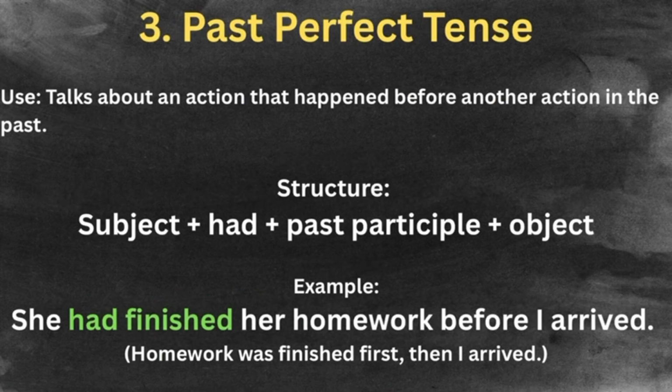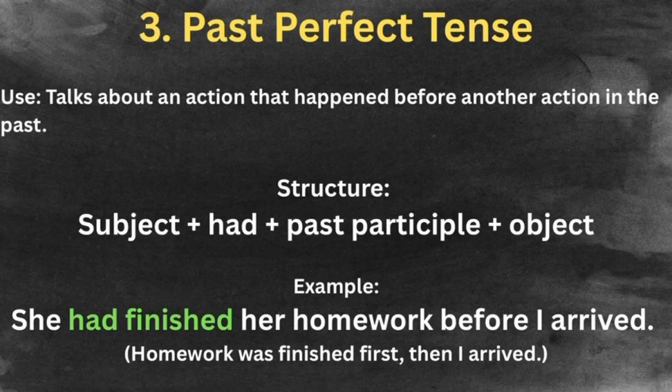3. Past perfect tense. It talks about an action that happened before another action in the past. Structure: subject plus had plus past participle plus object. Example: She had finished her homework before I arrived. Homework was finished first, then I arrived.